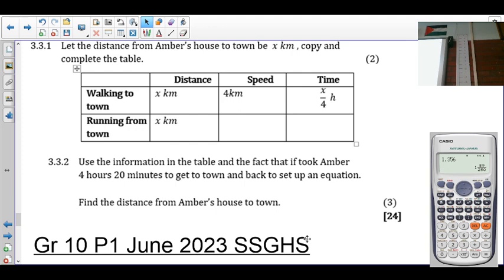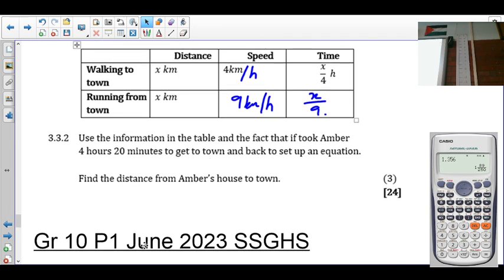Alright. So let the distance from Amber's house to town be x. Copy and complete the table. So, what was the speed she runs home at? This is supposed to have been kilometers per hour, no? So she runs from town at 9 kilometers per hour. So the time she takes, remember, time is going to be distance over speed. So that's going to be x over 9. So that gets you 2 marks there, 1 for each.